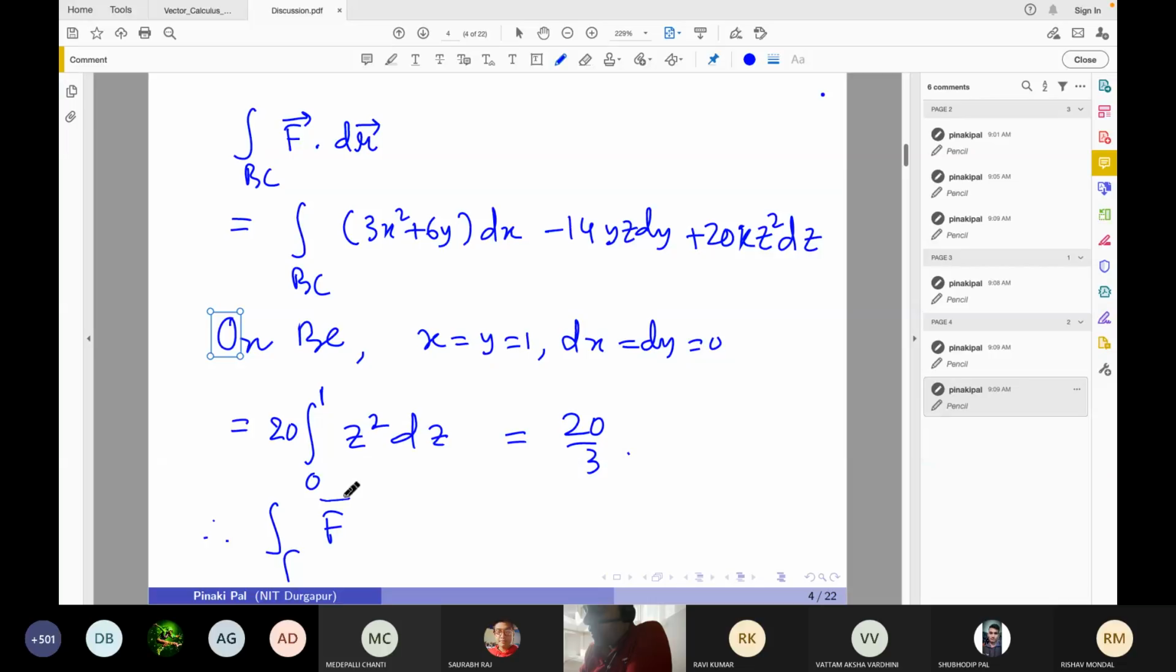So this line integral of f dot dr turns out to be equal to 1 plus 0 plus 20 by 3. This is equal to 23 by 3. Okay, so this is the solution.